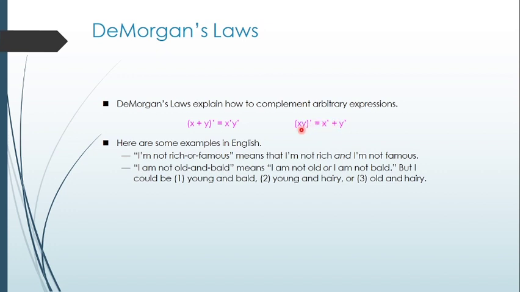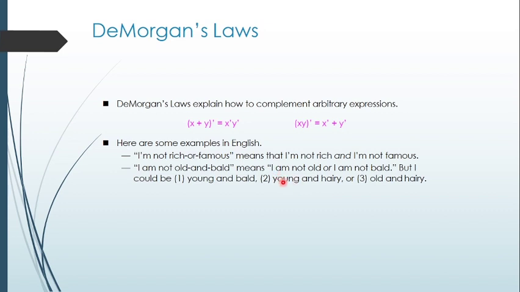This is the second one. (X and Y) whole prime will be equal to X prime or Y prime. So you can say if X is old, Y is bald. I am not old and bald: both old and bald have to be true. I am not old and bald means I am not old or I am not bald, either I am not old or I am not bald. But I could be young and bald. You can be bald but not old. You can be young and hairy.